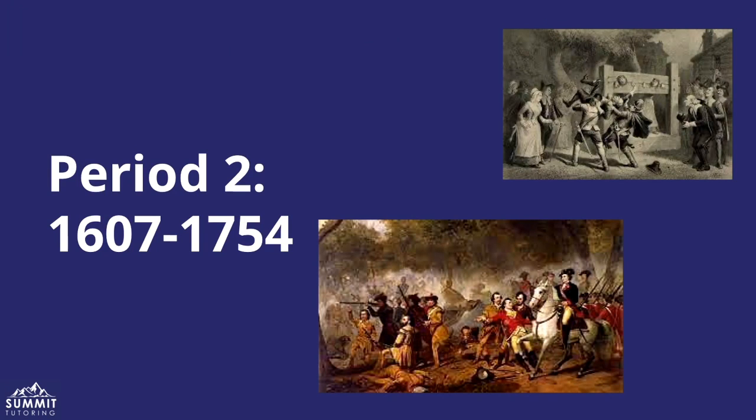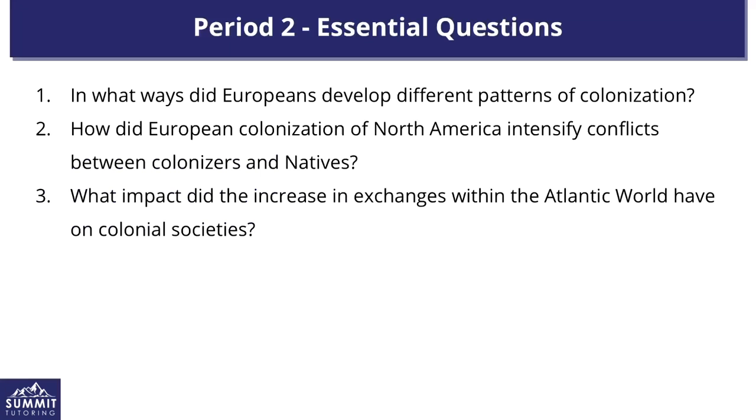Alright, so that wraps up period 1. So now we're going to move into period 2, which is 1607 to 1754. Period 2 essential questions. So we're going to take a look at in what ways did Europeans develop different patterns of colonization. We're going to see different ways of colonization that's happening here, not just one, okay?